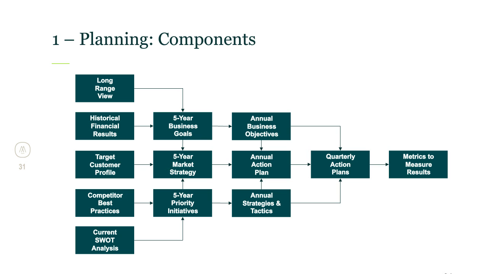The first 5 boxes, starting from left to right: long-range view, historical financial results, target customer profile or client, whichever term you use, competitor best practice, the current SWOT analysis. These are your inputs. When you're doing strategic planning, this information should be on the table, so to speak, in terms of what you're drawing from.